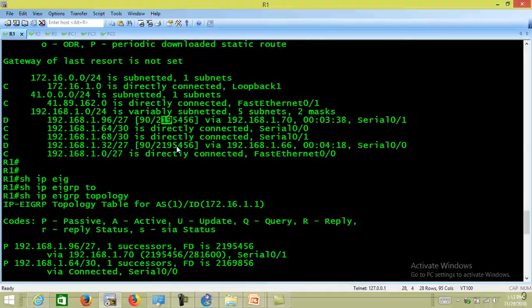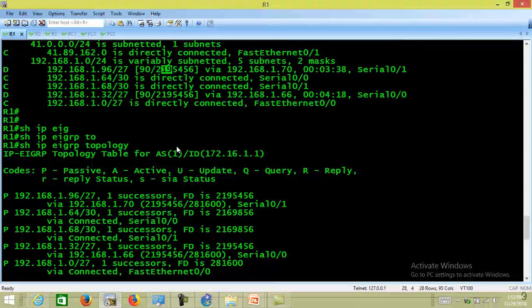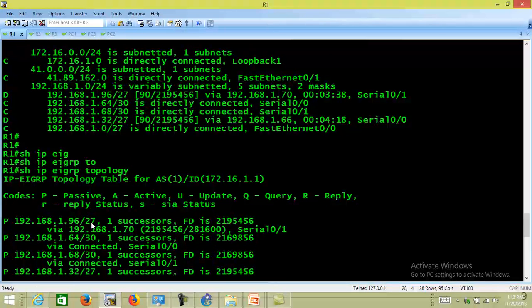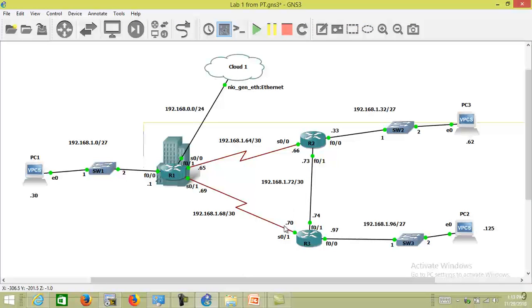If we come to the topology table, just to prove it, we first formed the topology table. You can see that the network in question is this one here. It has one successor, and the feasible distance is this. This is the lowest cost, and you can see it is this one here, via dot 70. So in this case, dot 70. Who is dot 70? Router 3.